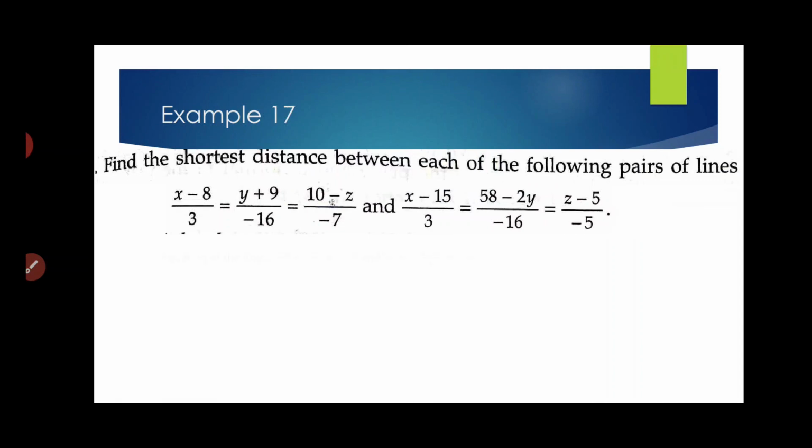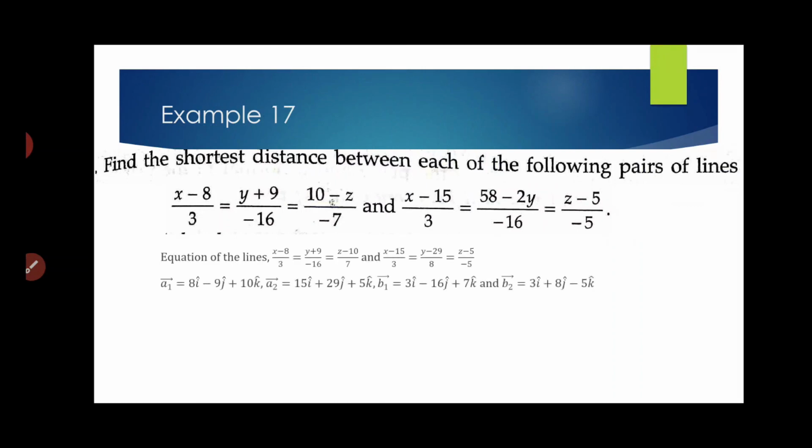Next, find the shortest distance between each of the following pairs of lines. Once again, it is given in the Cartesian form. So first I need to find A1, A2, B1, B2. That is, I need to first write them in the standard form, which I have written, you can see, and then I have found out what is A1, what is A2, what is B1 and what is B2.